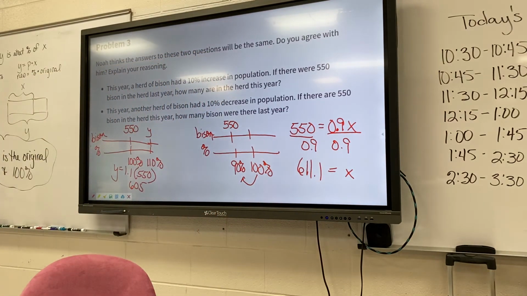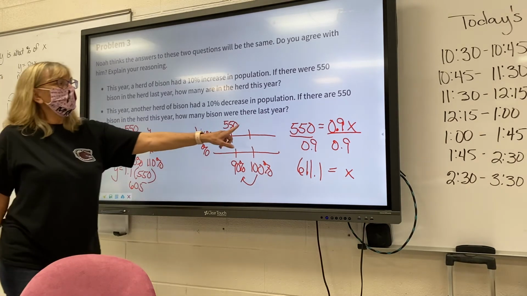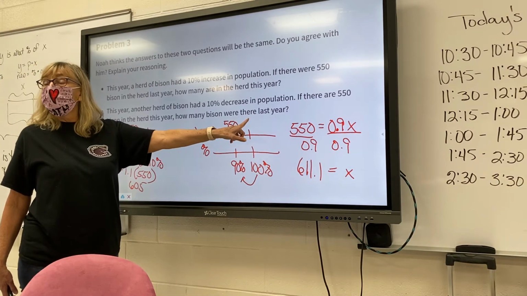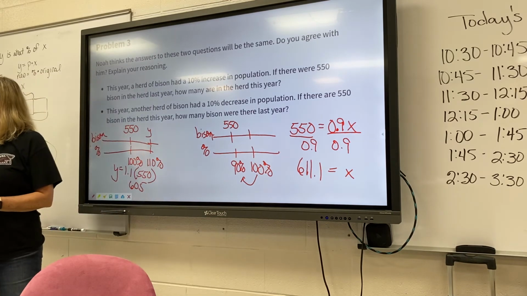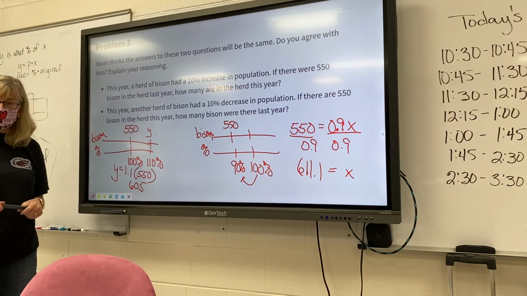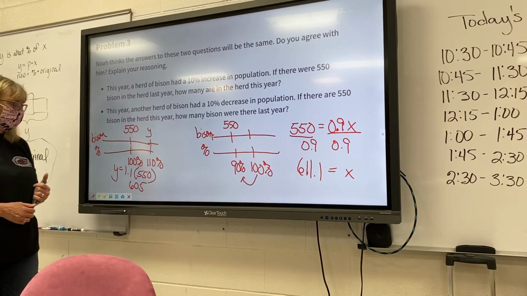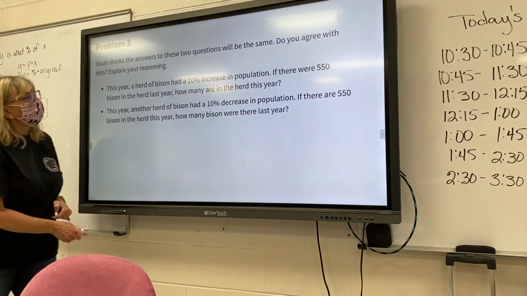No. No. It's all of what you're taking percent of. And you always take the percent of the original. And the original isn't the same here, is it? Is the 100% the same number? No. This 100% is 550. This 100% is going to be larger than that. Okay? Make sense? Yes. All right. Anybody need more time at home? Okay.